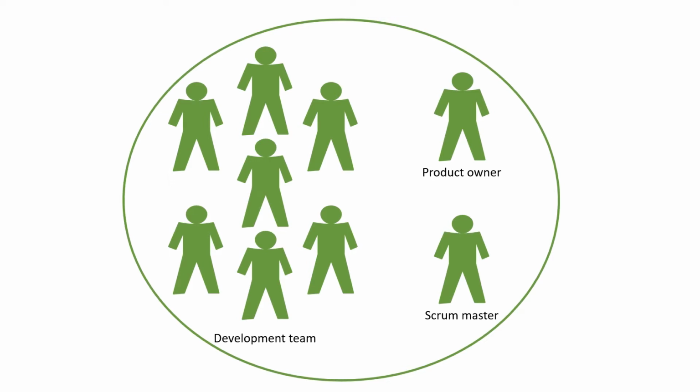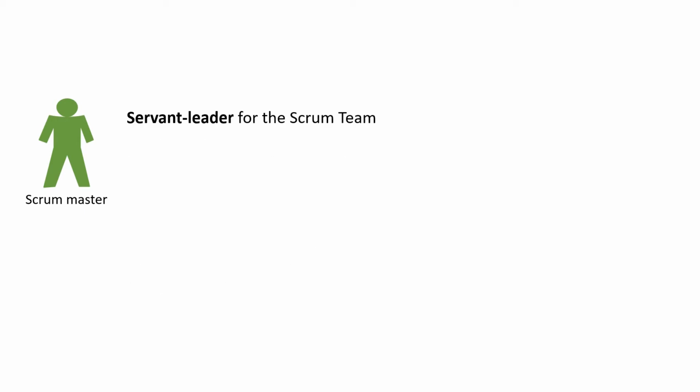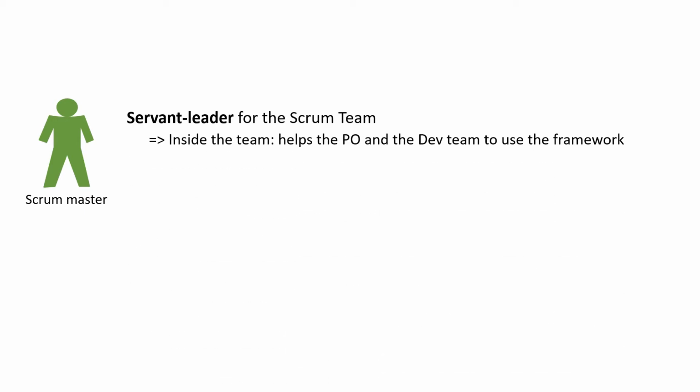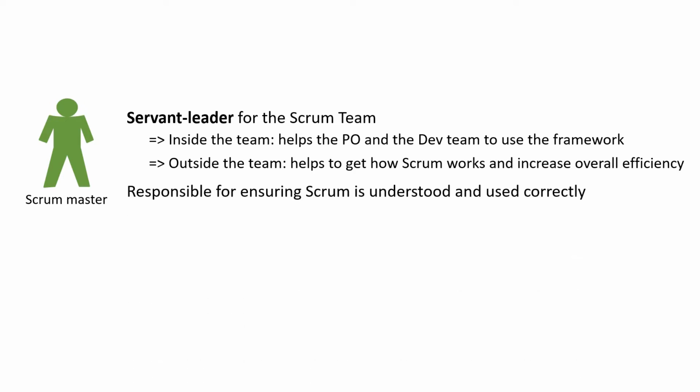The Scrum Master is a servant leader for the Scrum team. Inside of the team, he is a coach, helping the development team and the product owner to run the framework. Outside of the team, he helps the organization to interact with the Scrum team. He helps as well with other Scrum Masters to increase the overall efficiency. Globally, we can say that his role is to ensure that Scrum is well understood and applied.